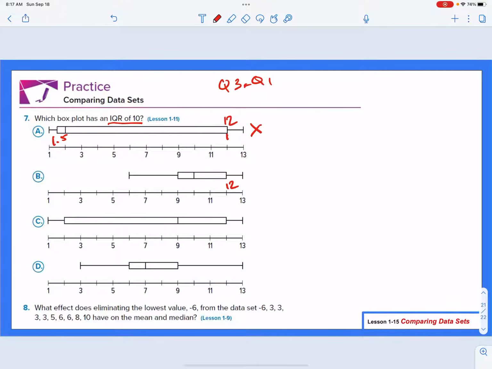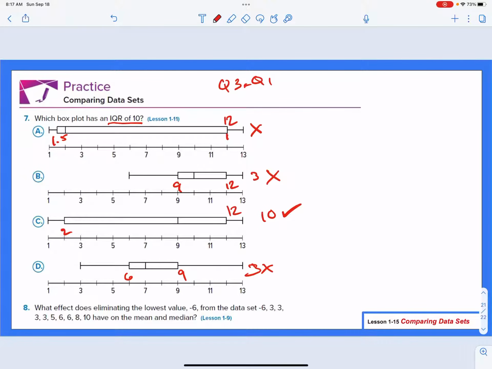Here we are at 12 and 9. That's going to be 3, so no. Here we are at 12 and 2. 12 minus 2 is 10. Looks right. Double checking over here. Here we have 9 and 6. 9 minus 6 is 3. So no. The one with 10 works the best.